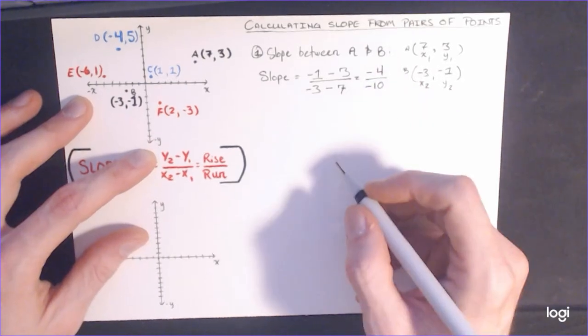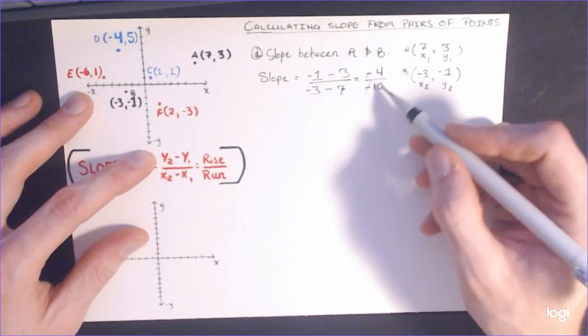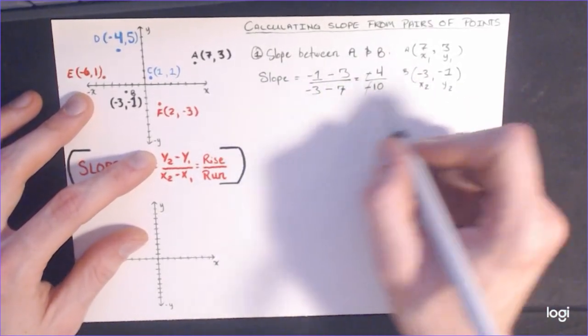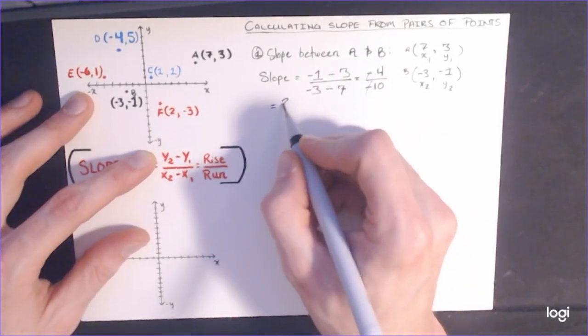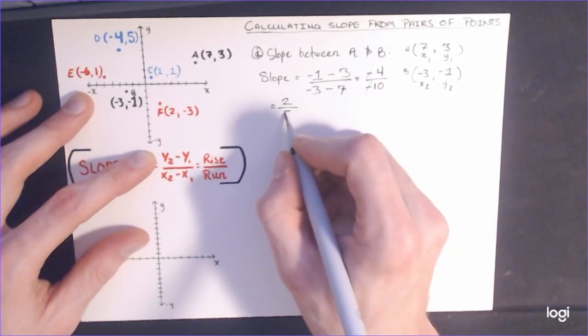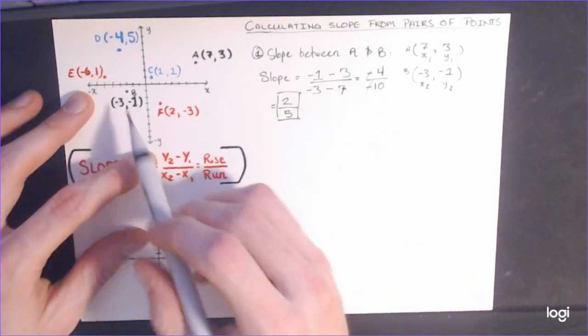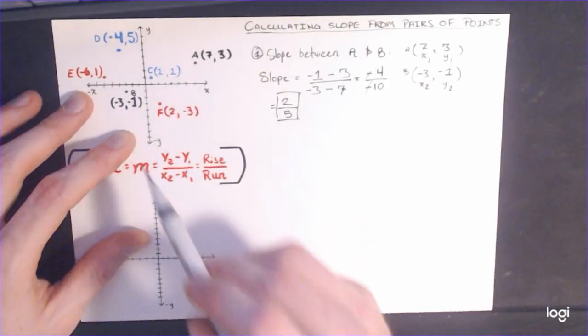And a negative divided by a negative, those cancel out. And then these are both even numbers. So we can divide both of them by 2. And we can rewrite the fraction 4/10 as we divide 4 by 2, we get 2. We divide 10 by 2, and we get 5. So the slope between points A and point B is 2/5.